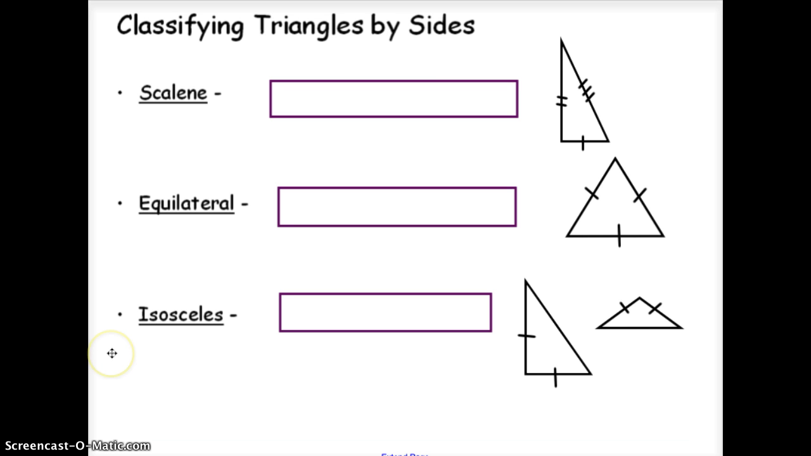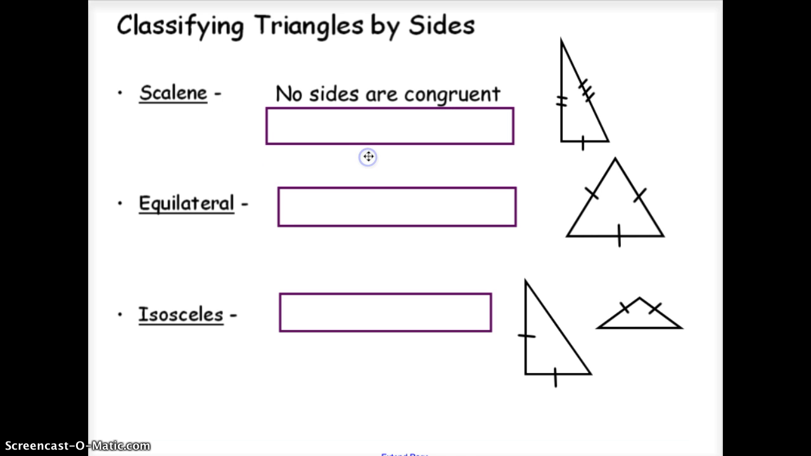When classifying triangles based on their sides, there are three different ways. Please pause the video and come up with a definition for yourself. A scalene triangle is a triangle that has no sides that are congruent. Notice that the picture is marked up by tick marks, one different one on each side.